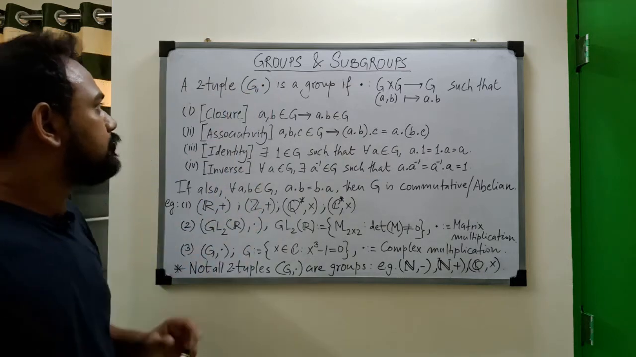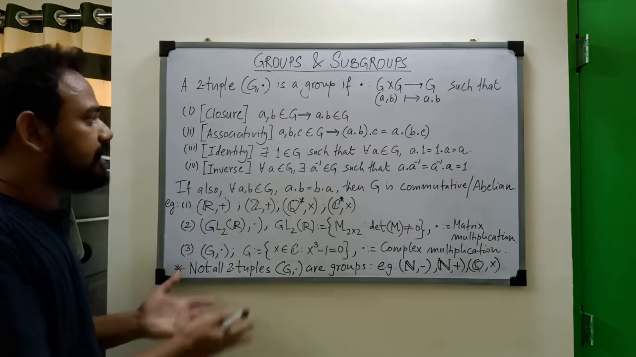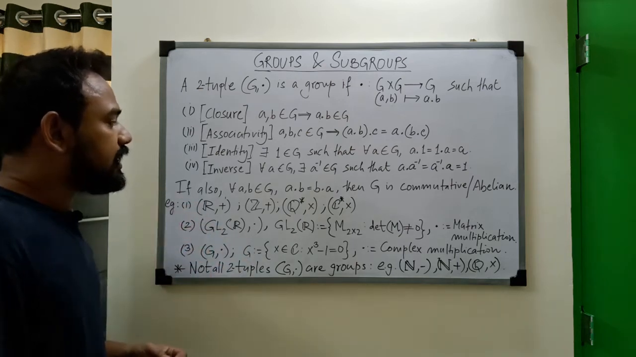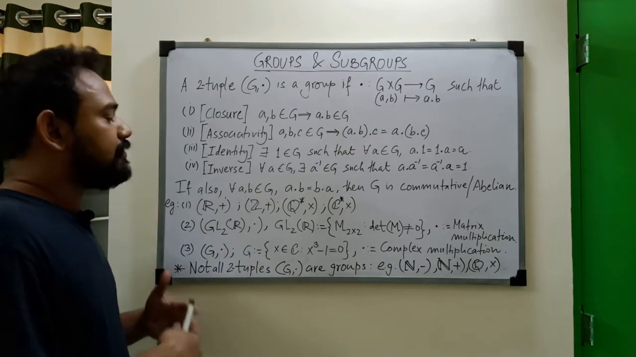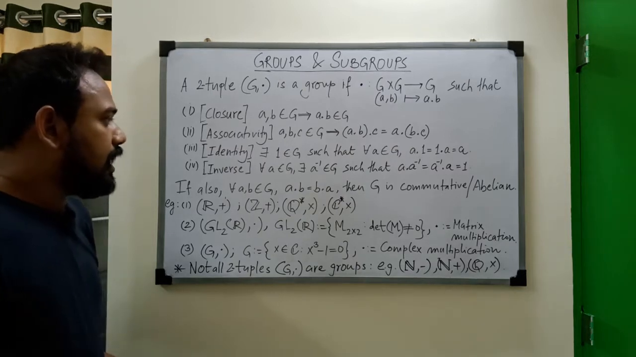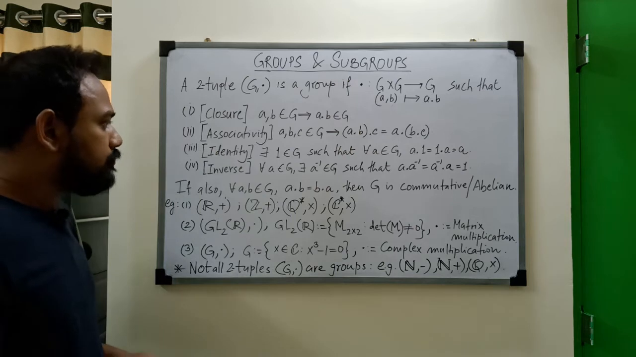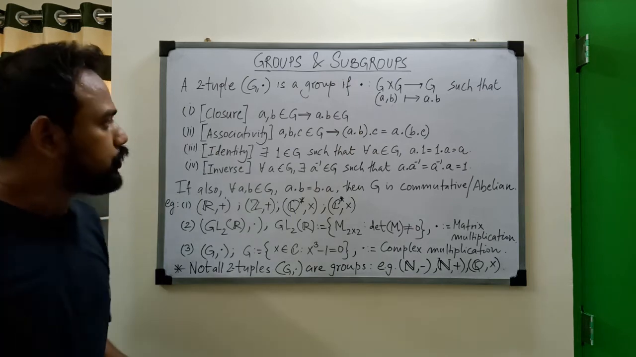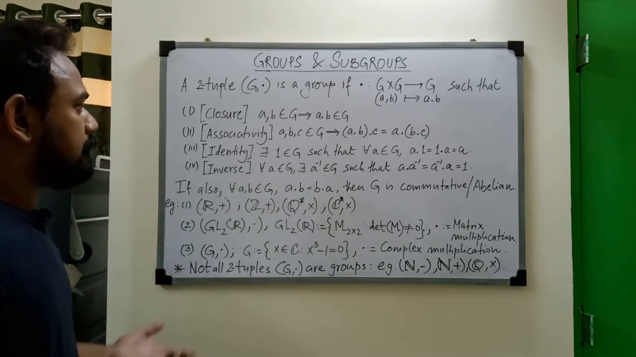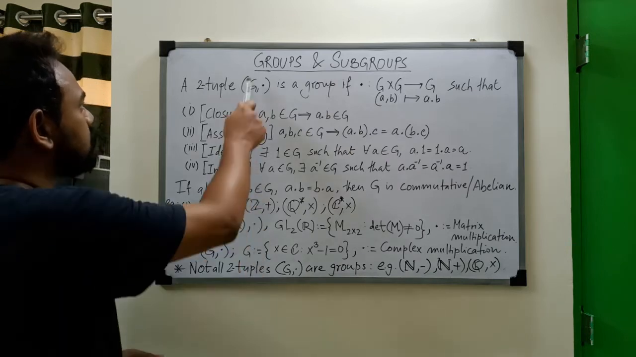So what this study of groups does is exactly what I said. It generalizes this idea of having sets and operations on them. And there will be rules. These are the 4 rules, and I'll go over them one by one right now. So let's just come to the definition then. What is a group?